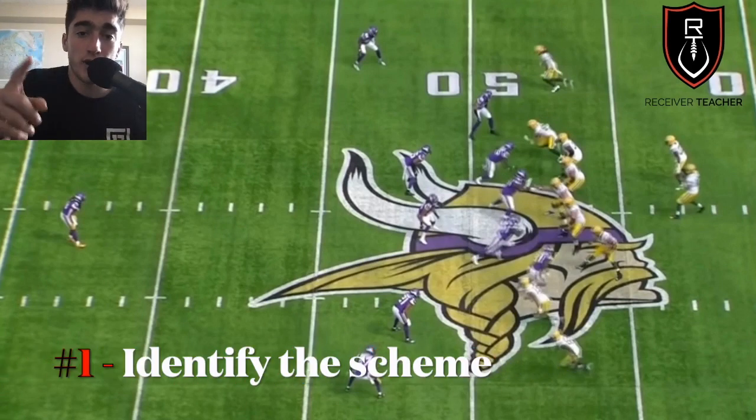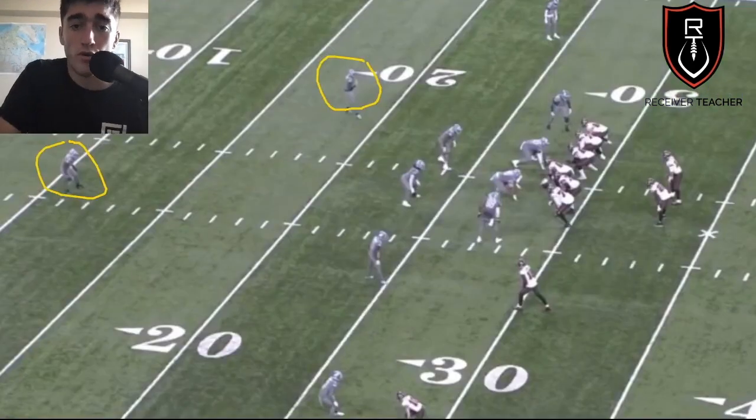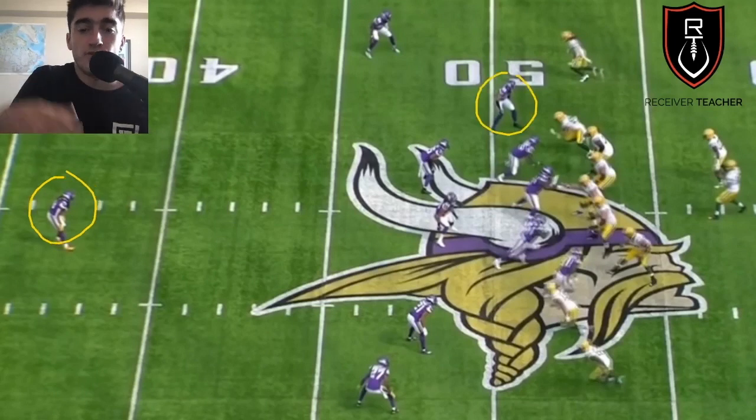So again, number 1 is their scheme. What do they like to run? Are they a middle of field closed team or a middle of field open team? Do they use 2 safeties or 1 safety? So middle of field closed, 1 high safety, brings another guy in the box, usually the strong safety right here.